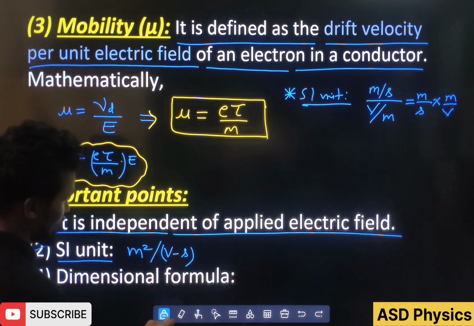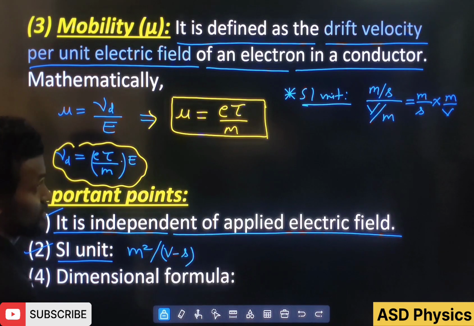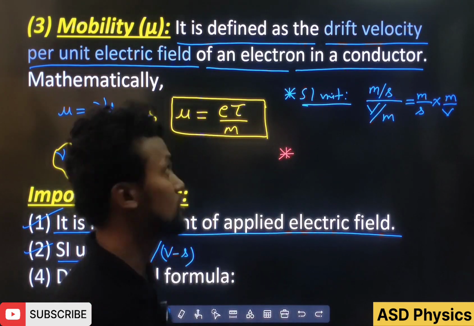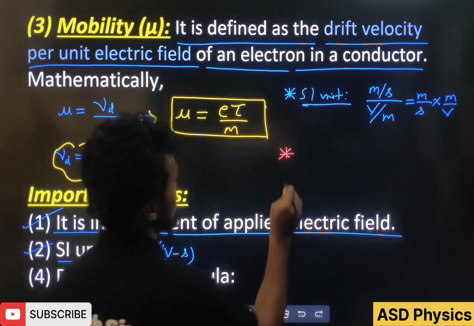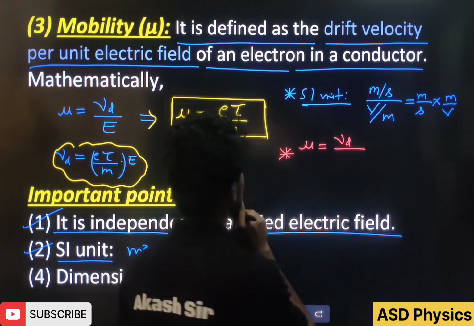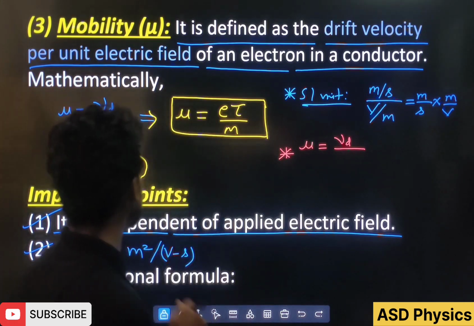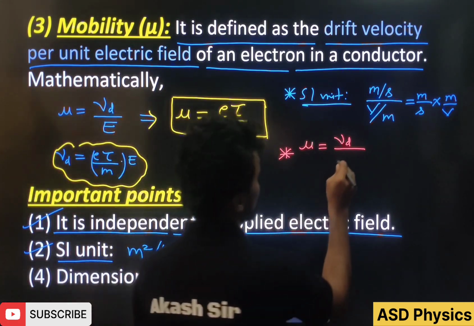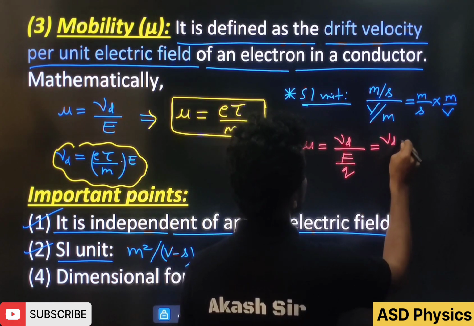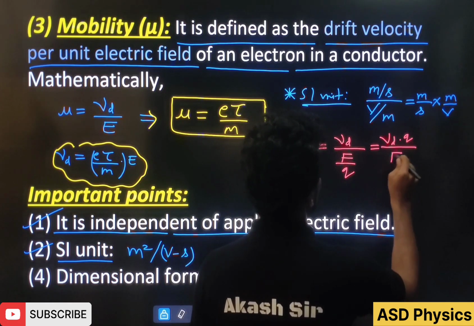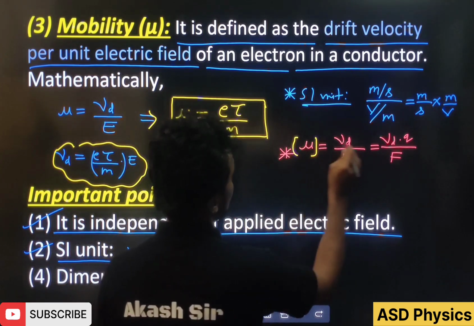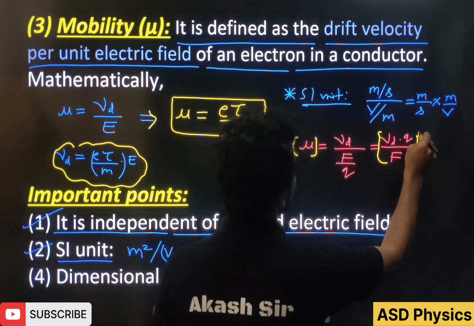Dimensional formula, sometimes they will ask the dimensional formula also. How to get the dimensional formula? See here very well. I have to use this: mu is given by drift velocity Vd, and electric field E equal to F by Q. I told you Newton per coulomb. So this is very easy, F by Q. That means Vd into Q by F. Now, if I write the dimensional formula, we have to write it in a big bracket always.